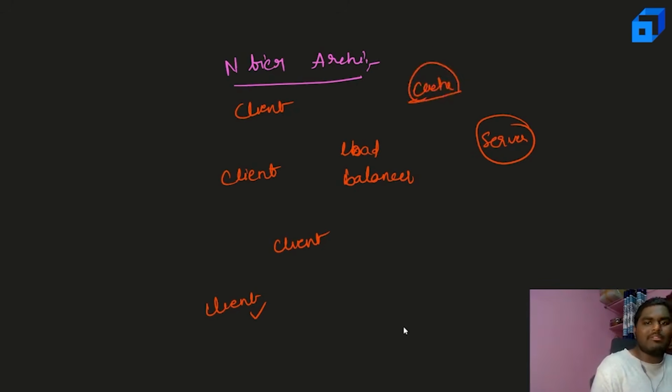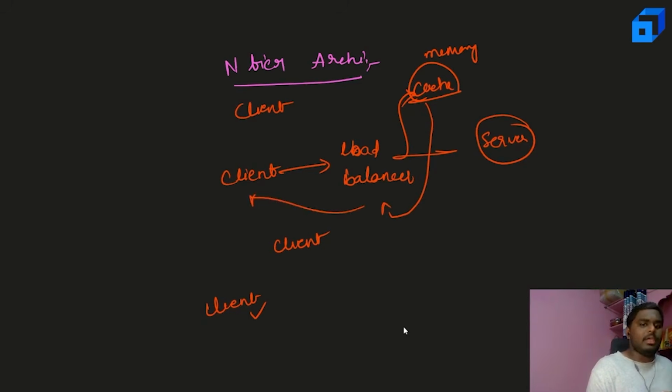So instead of going directly to the server, let's say you have a cache memory. For the first time, I will request, and it will first go to the cache memory and search whether what I have requested is there in the cache memory or not. If it is there, it will simply return from the cache memory itself. It won't go to the server, because it has found a response for your request. If it is not in the cache, it will go to the server and take that response.